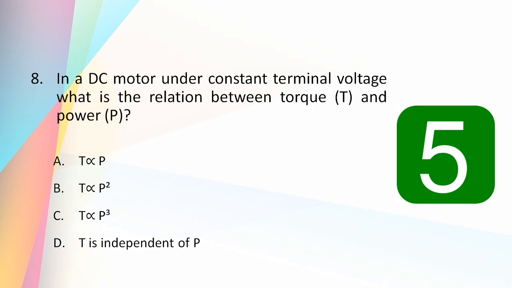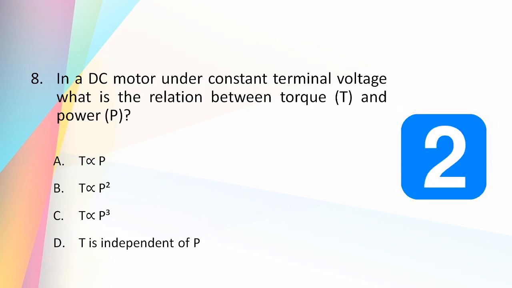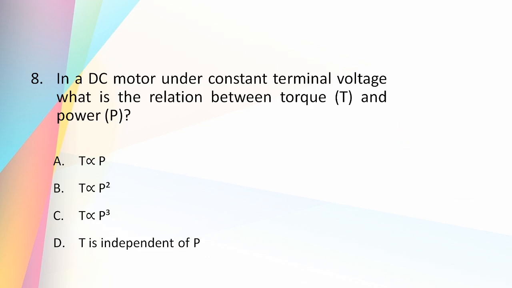In a DC motor under constant terminal voltage, what is the relation between torque and power? T proportional to P, T proportional to P square, T proportional to P cube, T is independent of P. And you guessed it right, T is proportional to P, because power P is equal to 2 pi nT by 60, where n is the speed.